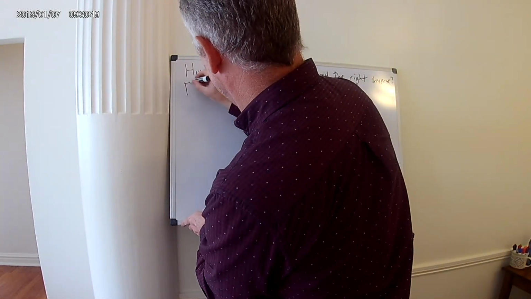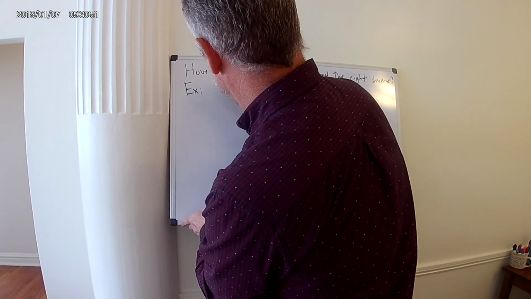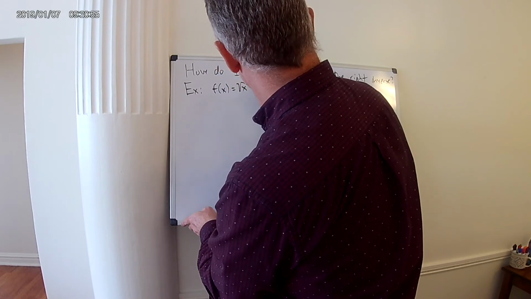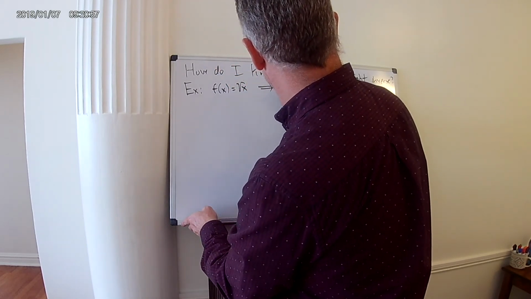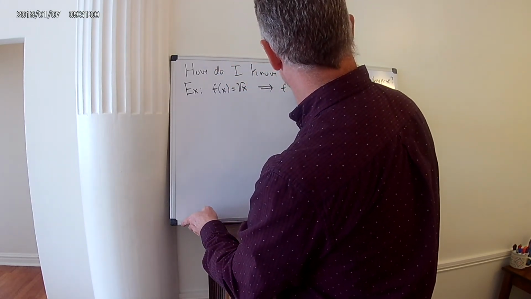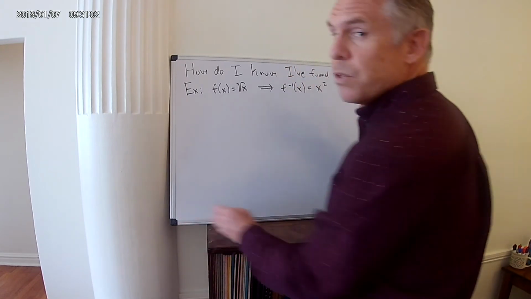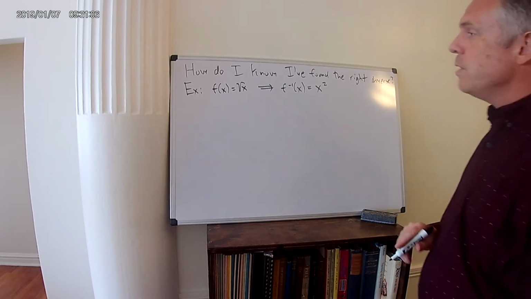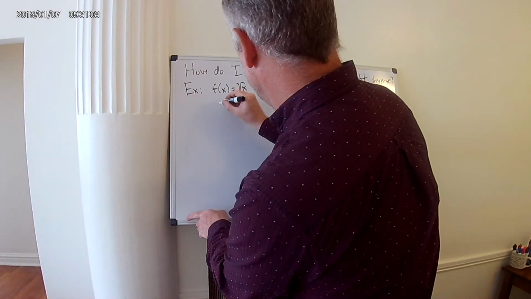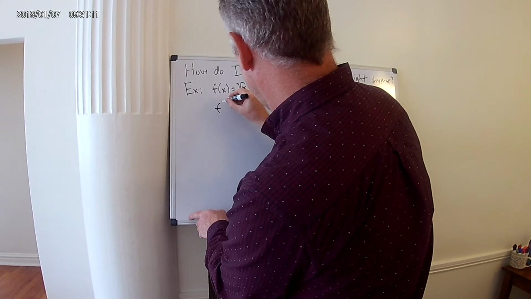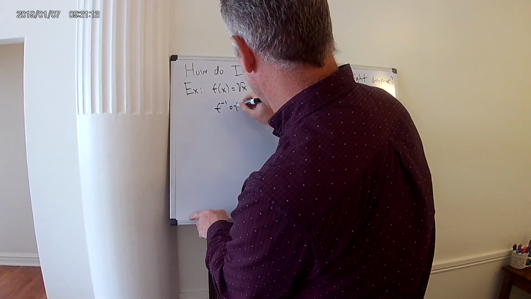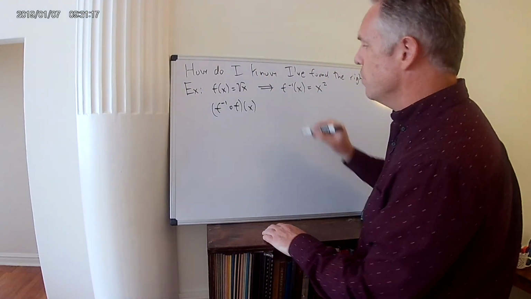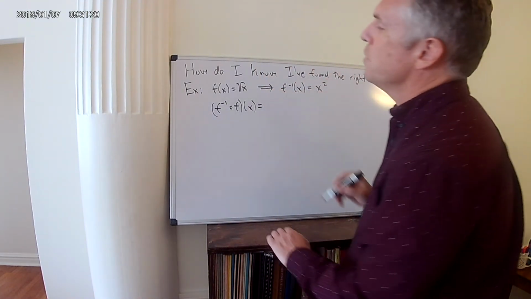So our example was we had f of x equals square root of x. We found the inverse for this, f minus 1 of x equals x squared. This was our inverse for this function. How do I know I found the right inverse? A simple way: you compose the two. So if I compose f minus 1 composed with f of x, if I found the right inverse, this should equal x. Let's see what happens if I do this.